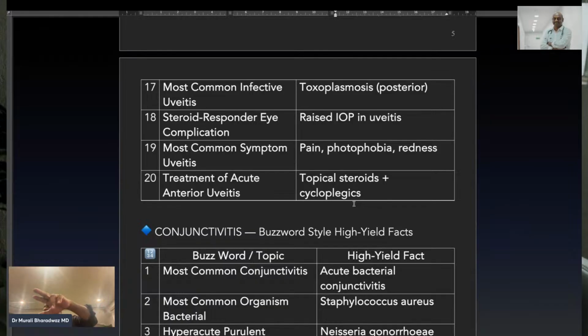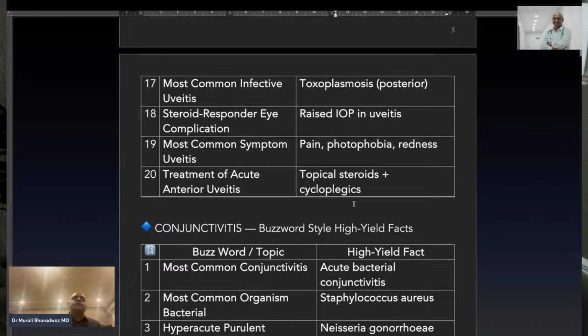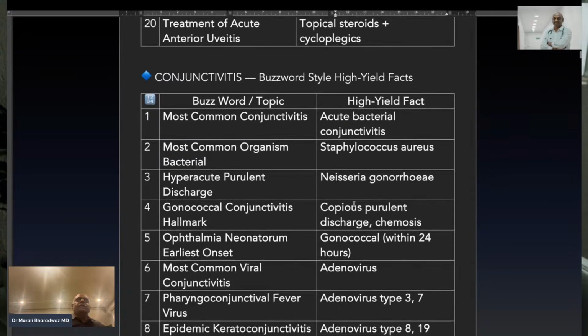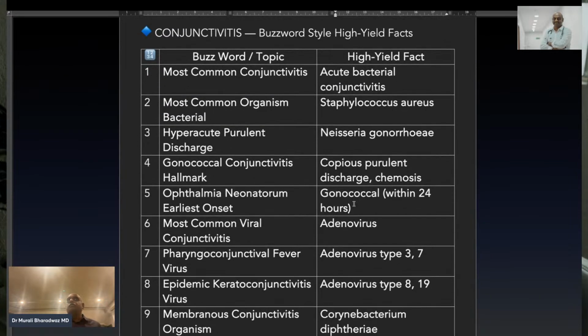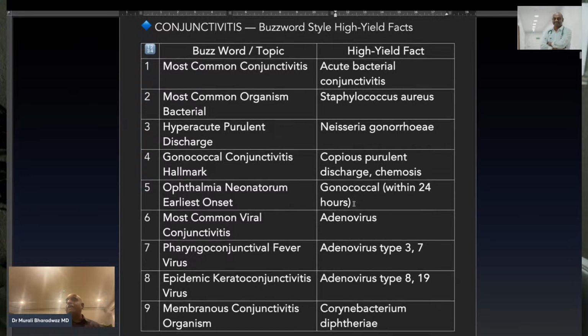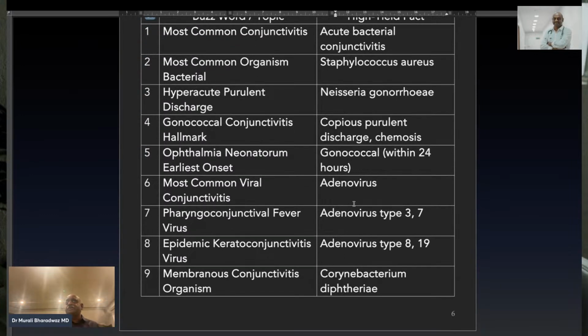That is why, in uveitis, the ciliary muscle goes into spasm, and that is responsible for the pain. To reduce that, you give a cycloplegic agent along with topical steroids. Finish. Now, conjunctivitis. Most common is bacterial, and the most common organism among bacteria is Staph aureus.